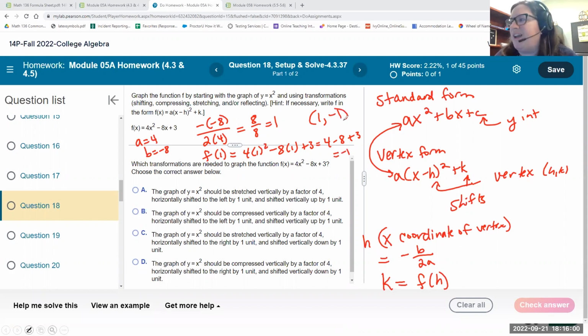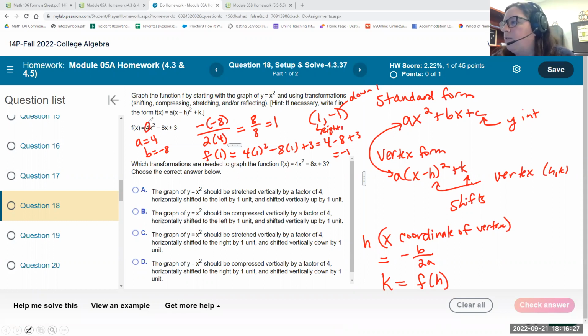All right. Now you might be saying, well, it's not asking for the vertex, it's asking for the transformations. Why are we finding the vertex? Well, once you have the vertex, it tells you the shifts that are happening. We're shifting right 1, and we're shifting down 1. Because the original vertex would be at 0, 0. It's moved to the point 1, negative 1. So it's moved 1 unit to the right and 1 unit down.